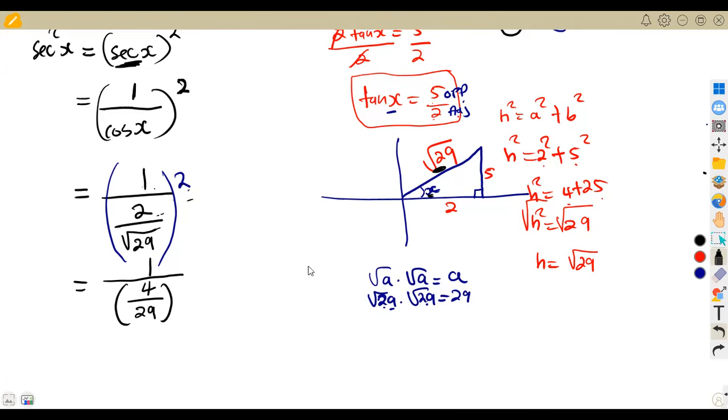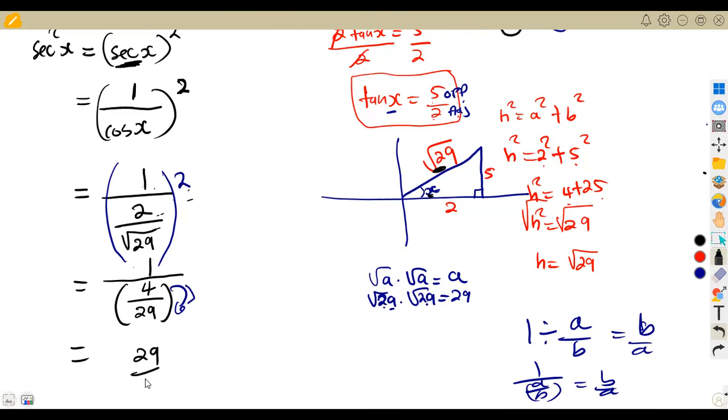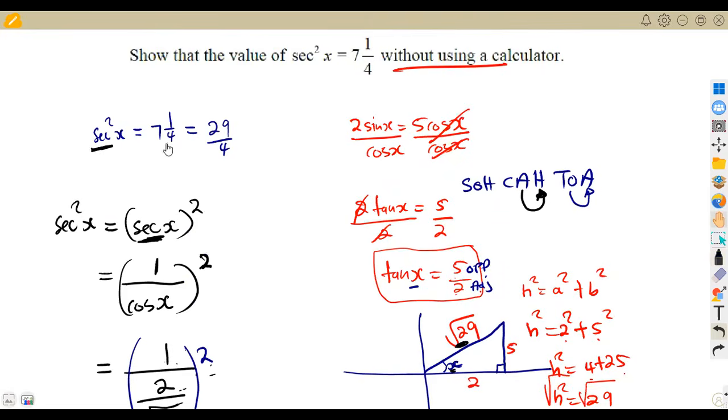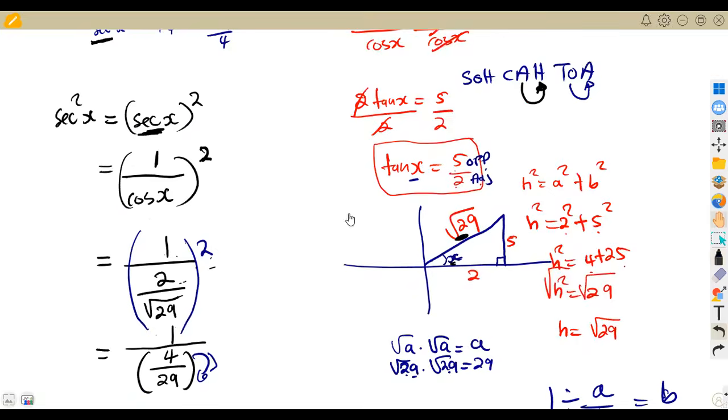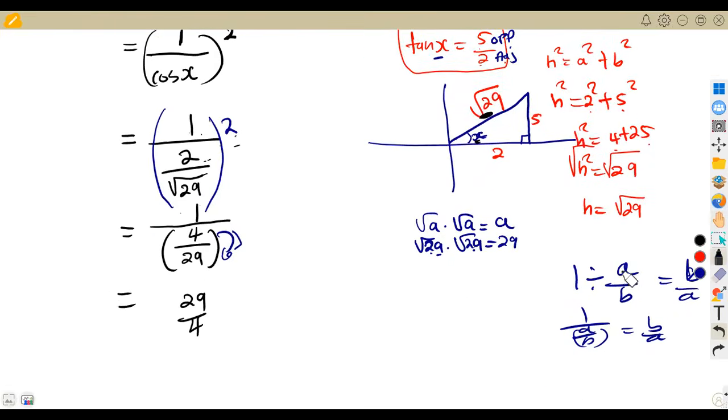But remember, 1 over a over b simply means b over a, the inverse of. So 1 over this simply means the inverse. We're going to invert this. That will be 29 over 4. And we saw that before, that 29 over 4 simply represents 7 and 1 over 4. So this is what they were asking us to show.